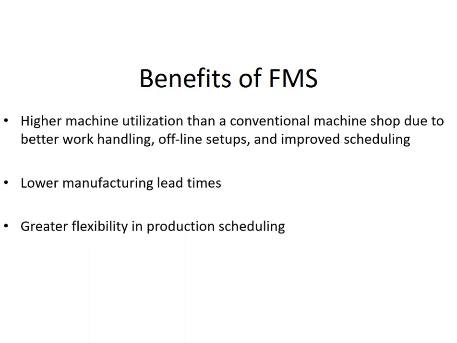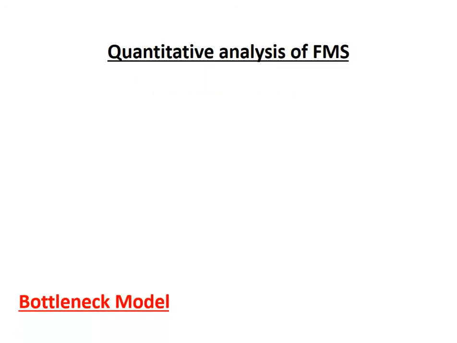So these are the basic benefits. As you know, it has lower manufacturing lead times because we are avoiding manual labor over here. Definitely the lead times will be very low, and there is higher machine utilization. The production rate and throughput are very high compared to the conventional machine shop. And here we have greater flexibility of production scheduling, based on the requirement of the part. Without any chaos, we can effectively use each and every machine with the process route. So that is the main advantage of this particular FMS.